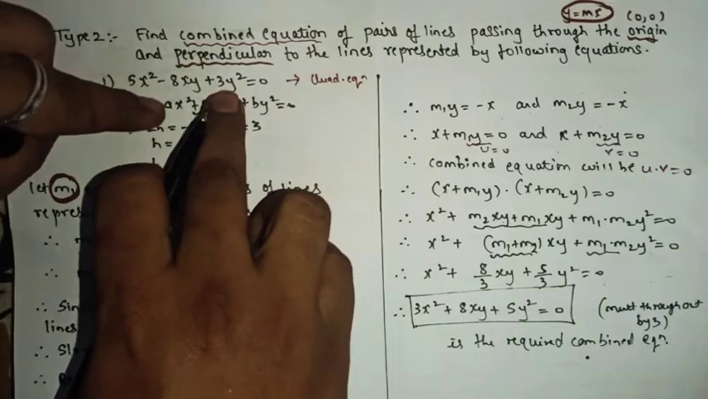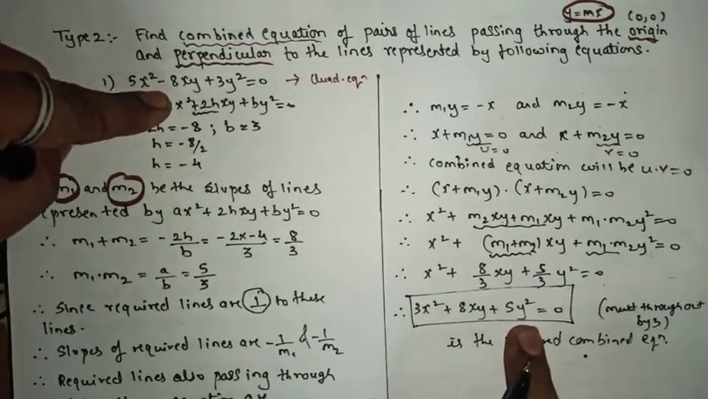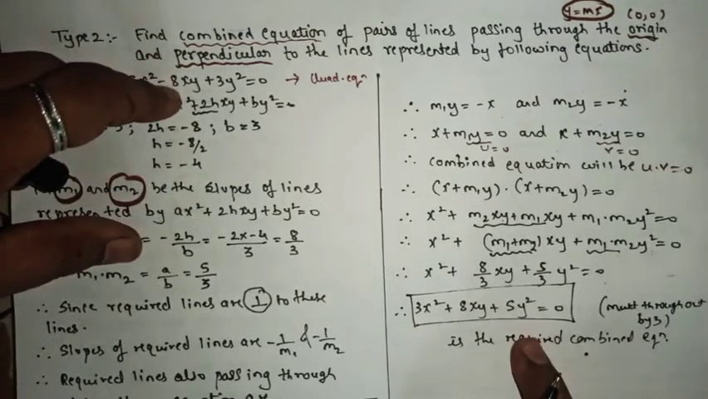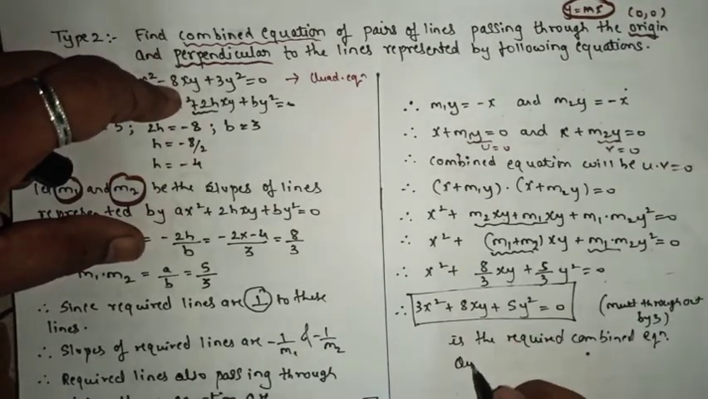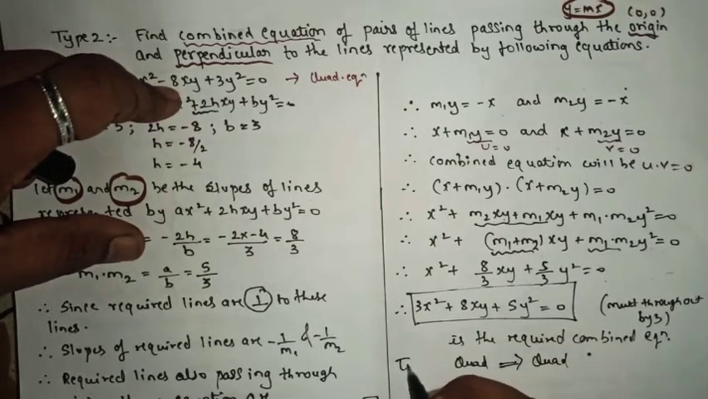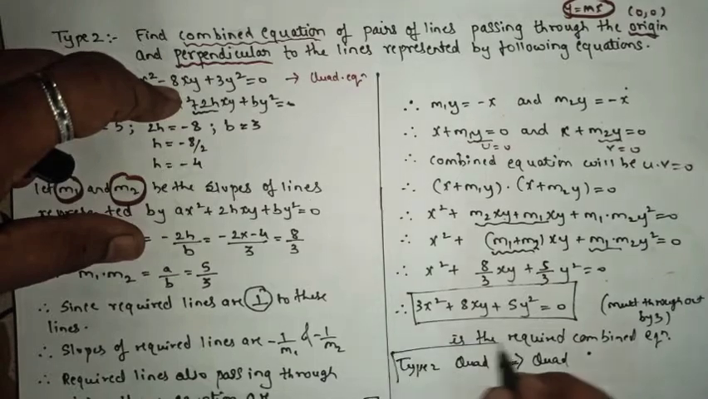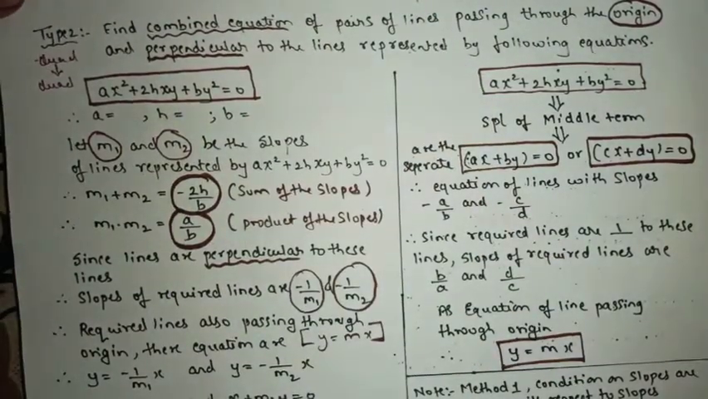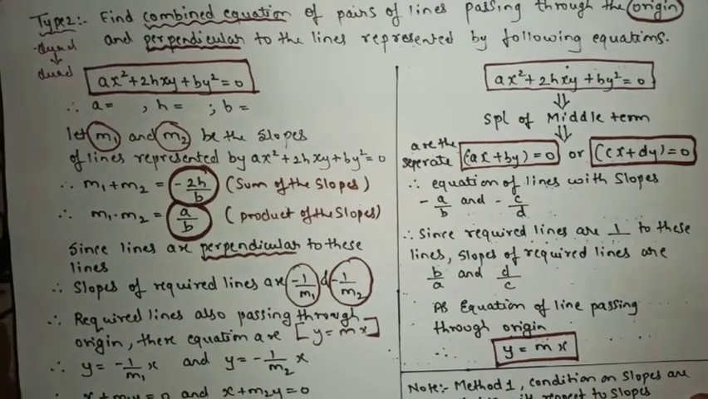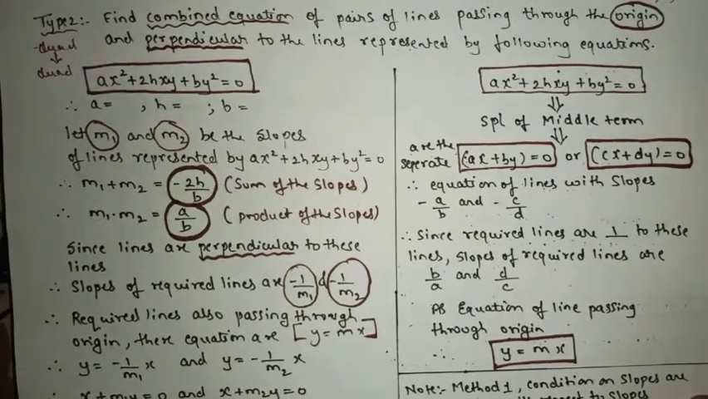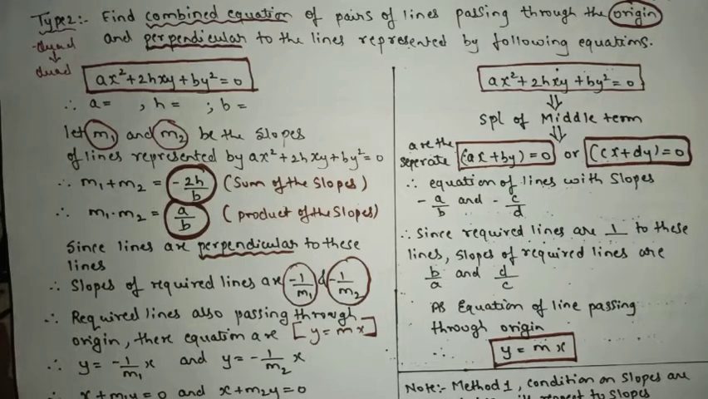So can I say that the format of the question of type number 2 was in the form of quadratic, and the answer we got is in quadratic only. So remember this type number 2 as converting a quadratic equation into a quadratic. In which you have to apply this method to find your required answer. Got the point? Okay, so this was method number 1 from which you can find your answer.